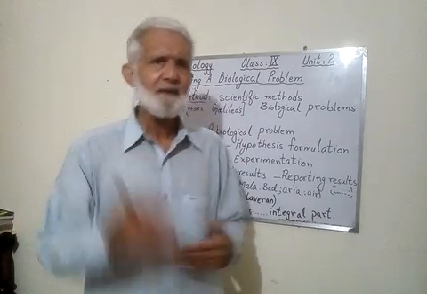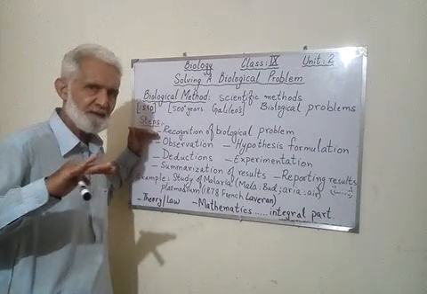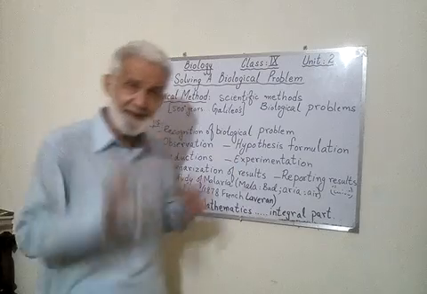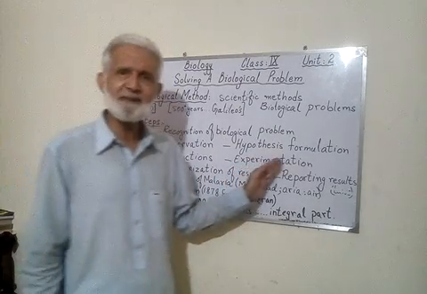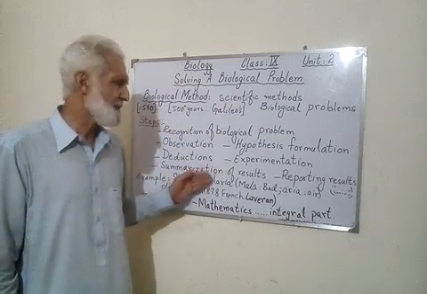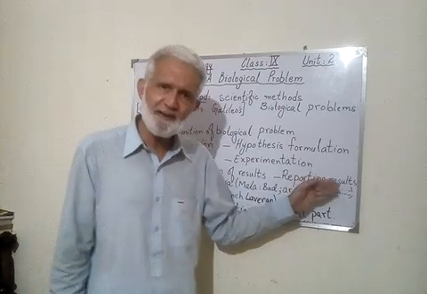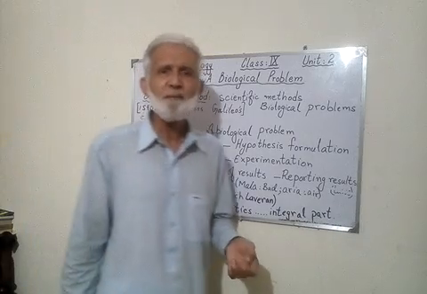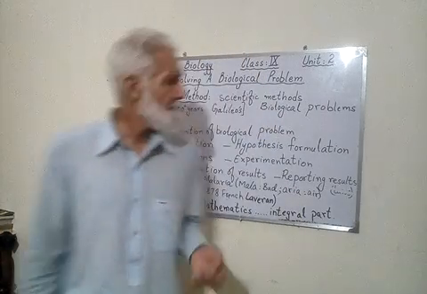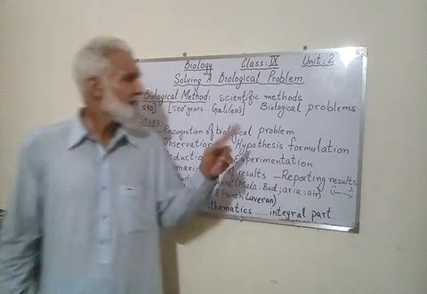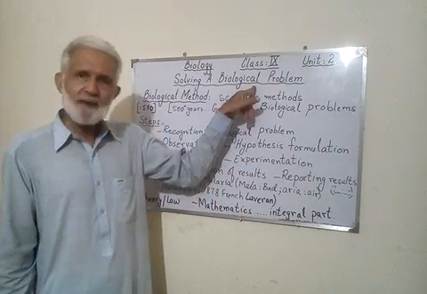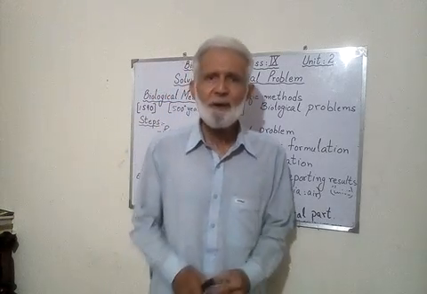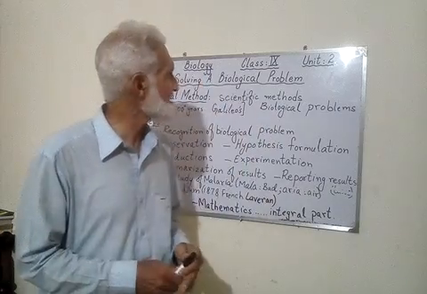And then stepwise, the problem was recognized, then they did observation, then they formulated some hypothesis, and they did some deduction from that. After that, they did experiments again and again. Finally, they got positive results, they reported those results, and then it was made a theory and a law, and medicine was created for the cause of malaria. This is how all these things end. But again I repeat, for performing experiments and finding a biological problem through the scientific method, mathematics is an integral part. I hope that all of you have understood the explanation of this biological problem.